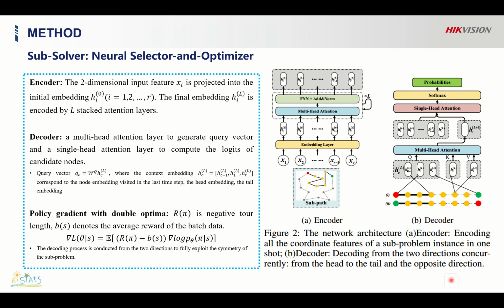We use policy gradient technique to build our loss function gradient. R of pi is the negative tour length, and the baseline function is the average batch reward. Here we use another trick. As we know that the subproblem is symmetric, thus the decoding process is conducted from both directions, from the start to the end, and also from the end to the start. In the experiments, we found this trick also helpful.